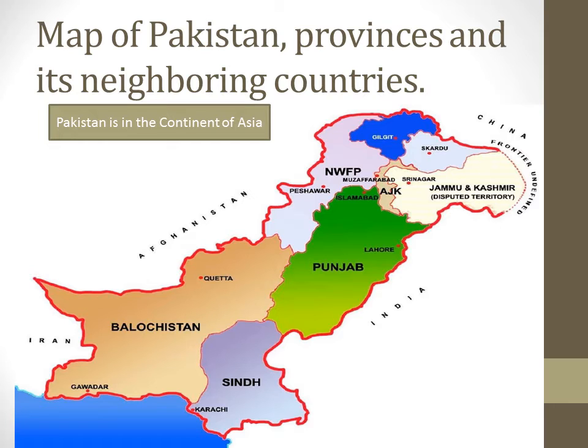And one more thing is, Pakistan is located in the continent of Asia. We have 7 continents and our country Pakistan is located in the continent Asia. So we have 4 provinces and the neighboring countries of Pakistan are Afghanistan, Iran, India and China.